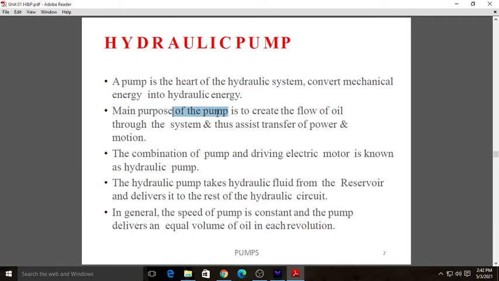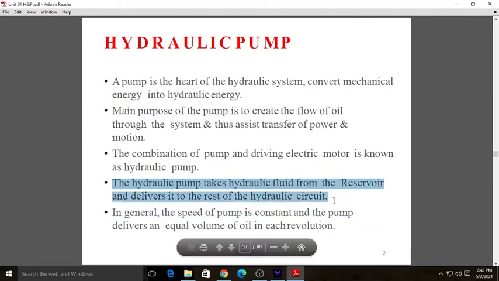The main purpose of the pump is to create the flow of oil through the system, thus assisting the transfer of power and motion. The combination of pump and driving electric motor is known as a hydraulic pump. This pump is always associated with the motor. Actually, this pump is run by the motor. The hydraulic pump takes hydraulic fluid from the reservoir and delivers it to the rest of the hydraulic circuit.